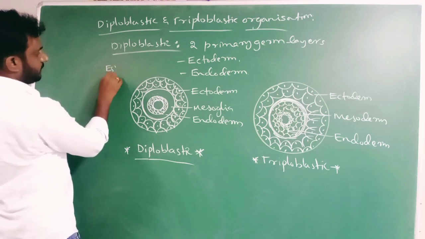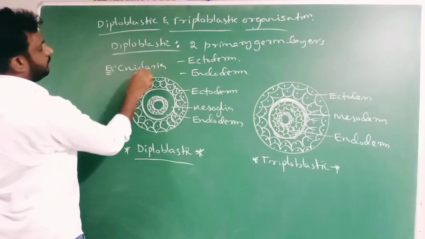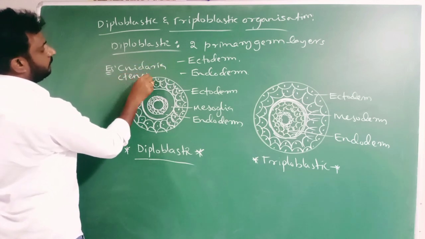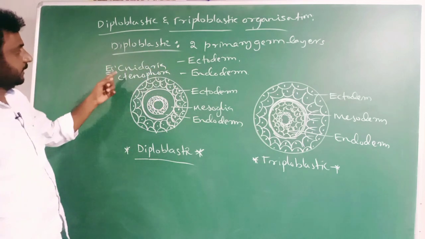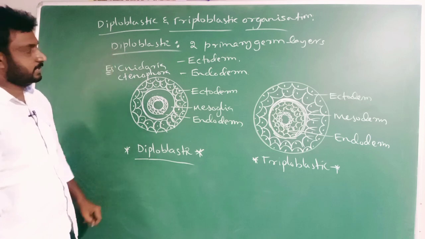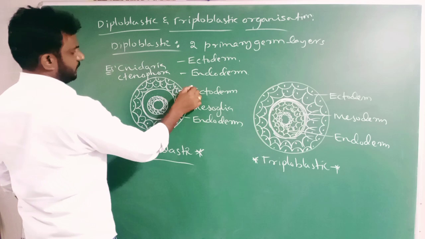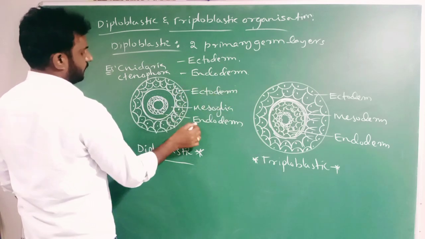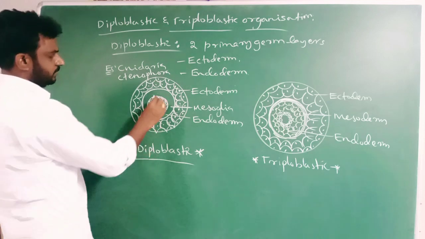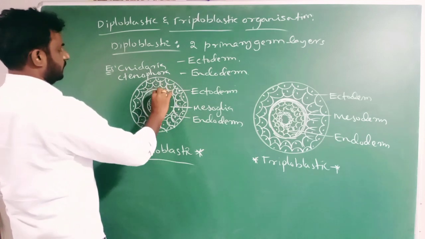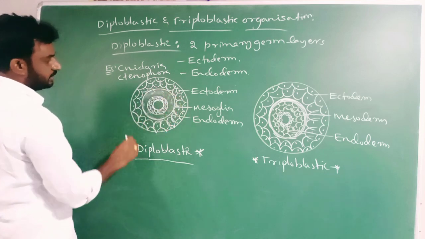Examples for the diploblastic animals: Cnidaria and Ctenophora. Cnidaria and Ctenophores are examples for the diploblastic level of organization. In Cnidarians, only two primary germ layers are present, called ectoderm and endoderm. Between the ectoderm and endoderm, there is a mesoglea. The mesoglea may consist of some cells, which are jelly-like, or amoebocyte cells. Some type of cells are present in the mesoglea.